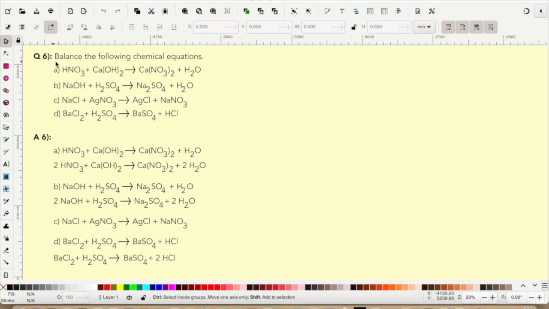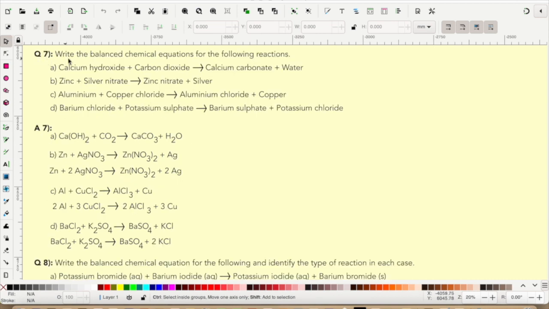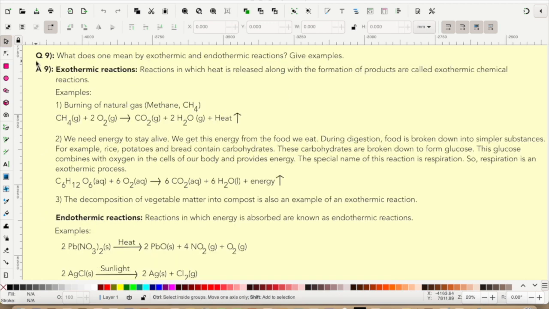Sixth question, balance the following chemical equations. You have to balance these chemical equations. Follow the method we have already discussed and match your answers. Pause the video to match your answers. Seventh question, write the balanced chemical equations for the following reactions. You may give it a try and check your answers here by pausing the video. I will slowly scroll the page so you can refer to the answers of the remaining questions.